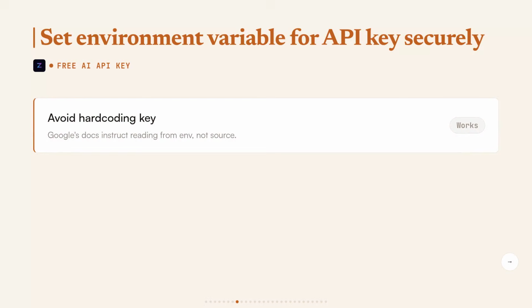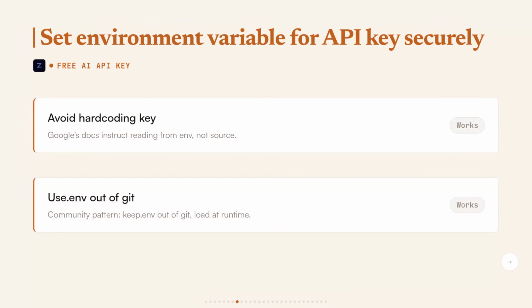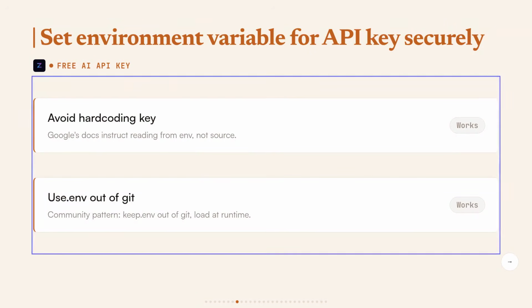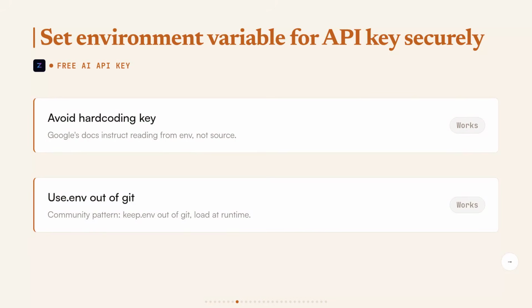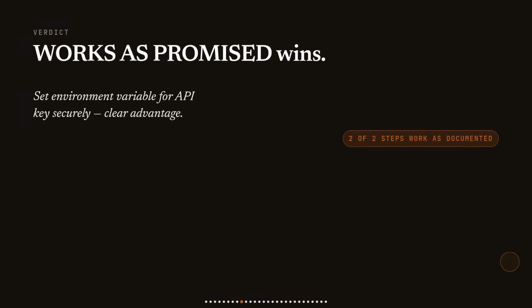For anything deployed, Google recommends Secret Manager over a long-lived env-var, which is the right call because a leaked env-var in a container log is just as bad as a hard-coded key. Step 2 works exactly as documented, no surprises, because the pattern is just env-var plus gitignore and you're done. 2 of 6 steps are clean, and this one is the one that saves you from a very bad night.